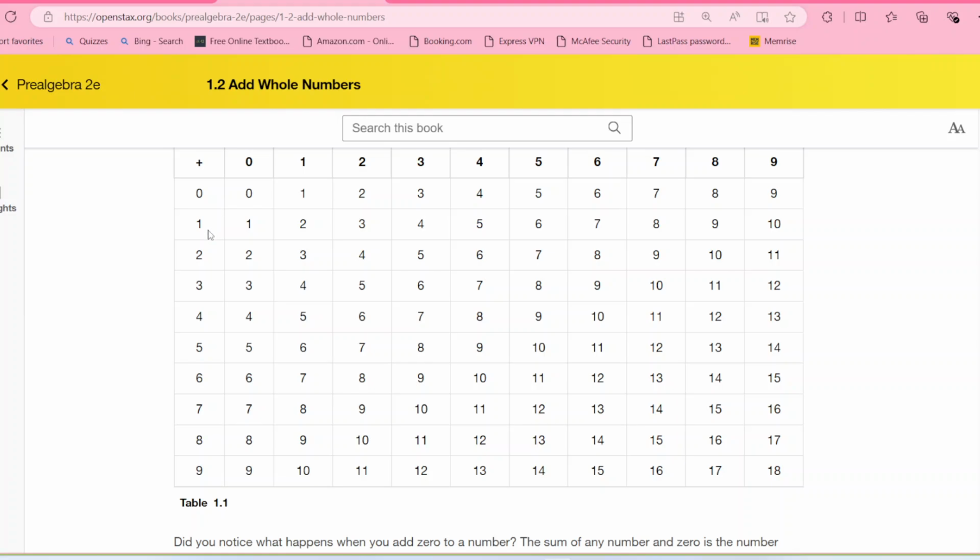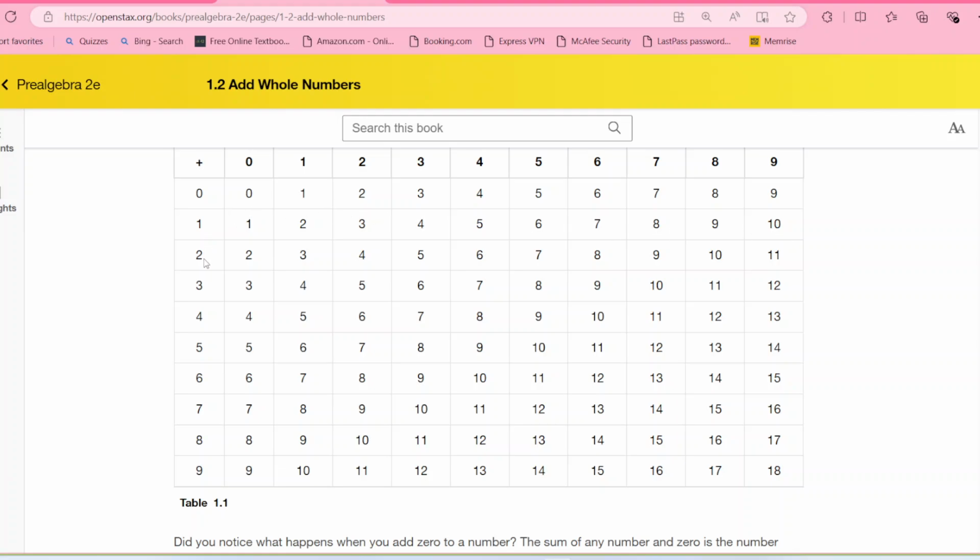Now to the 1 row. 1 plus 0 is 1. 1 plus 1 is 2. 1 plus 2 is 3. 1 plus 3 is 4. 1 plus 4 is 5. 1 plus 5 is 6. 1 plus 6 is 7. 1 plus 7 is 8. 1 plus 8 is 9. And 1 plus 9 is 10.